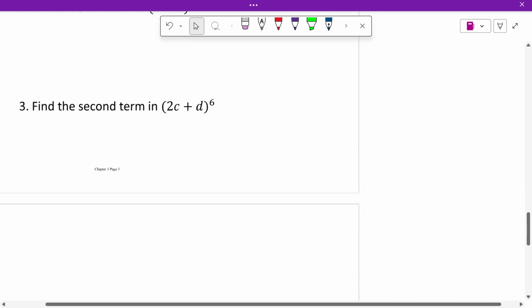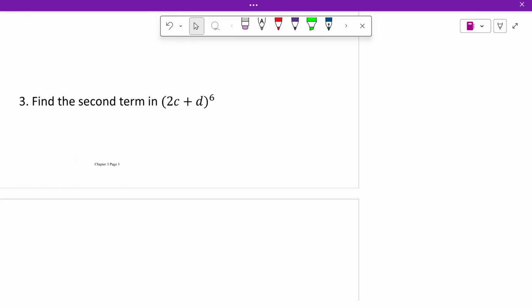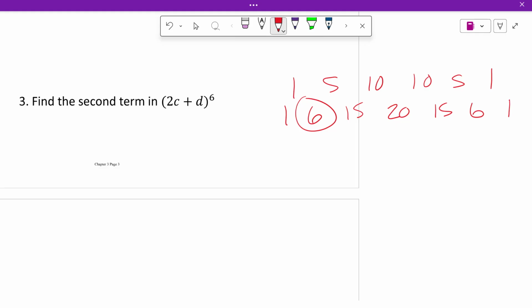So we're going to jump down to this one. Okay. Now, do you have to do the whole thing here? No, you don't. What's the second term of this? Well, this is to the 6th power. So if I just did 1, 5, 10, 10, 5, 1 for the 5th power, then this would be 1, 6, 15, 20, 15, 6, 1. The second term, all I need is this one.